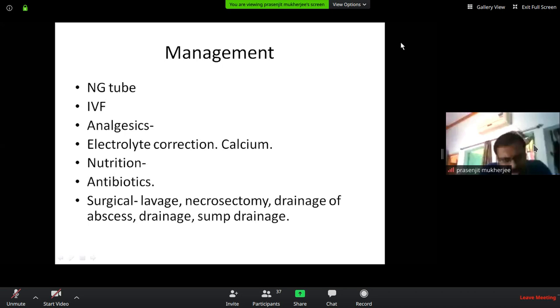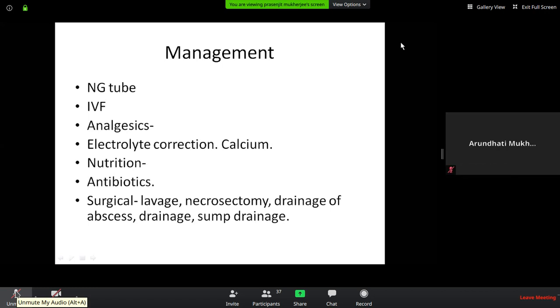Okay. Now analgesics. Remember, morphine is not used. Initially we start with paracetamol and simple analgesics, then we gradually step up. But we do not use morphine because it is notorious for constricting the sphincter, as a result of which there will be exacerbation of pancreatitis. Pethidine can be used. Pethidine does not have much effect on the sphincter, but morphine does.